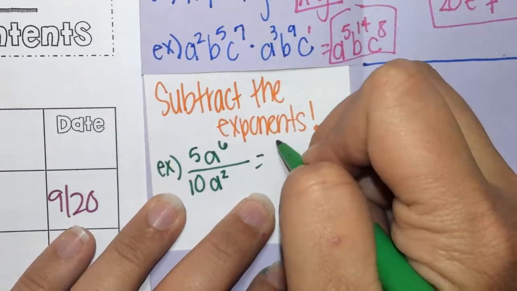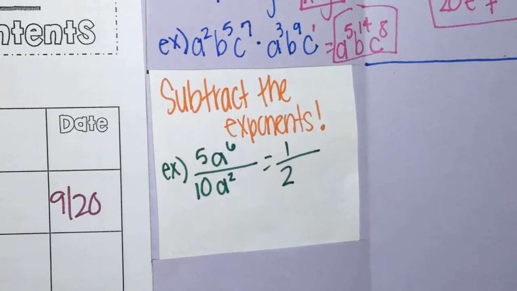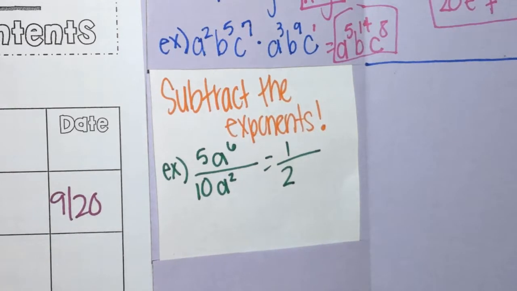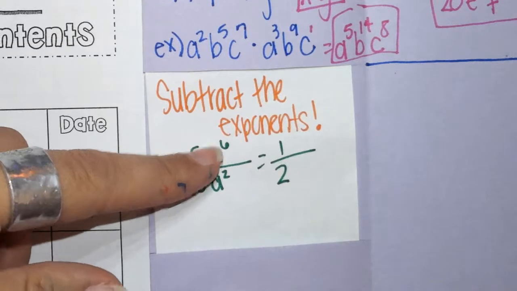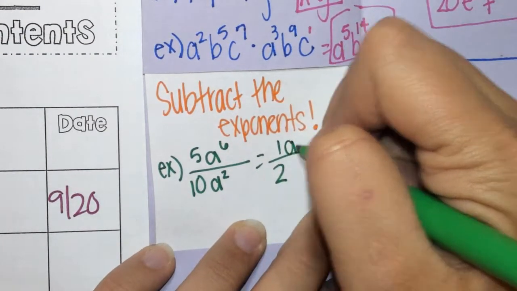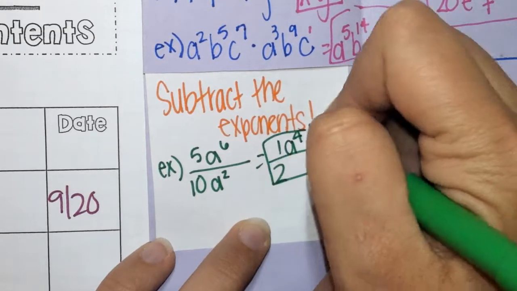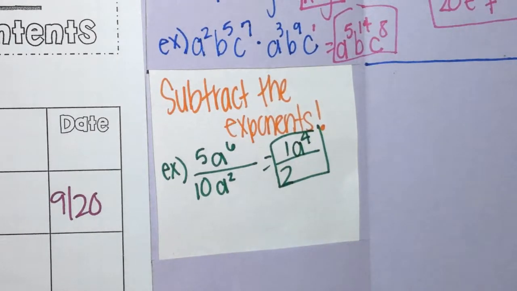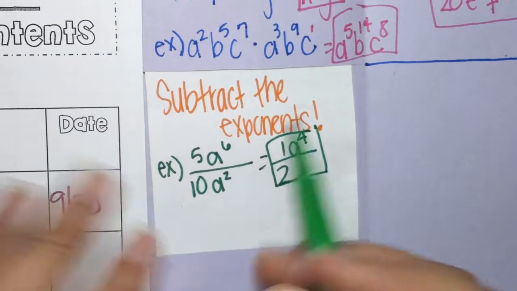So it's 1/2. 5 divided by 10 is 1/2. It is a small number divided by a big number, so you get a decimal. Now, what is 6 minus 2? That's going to go on top of the fraction. You're done. That's all you do. So when you divide like bases, you subtract the exponents.